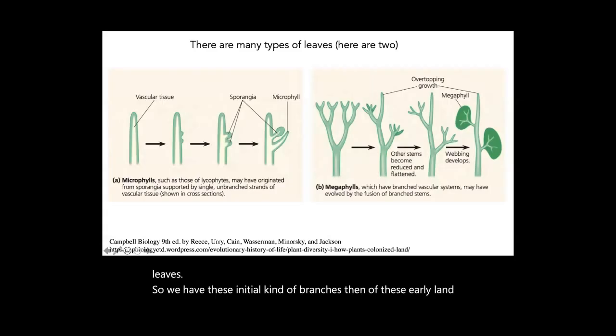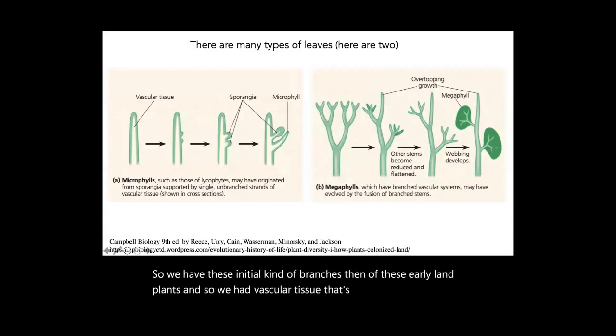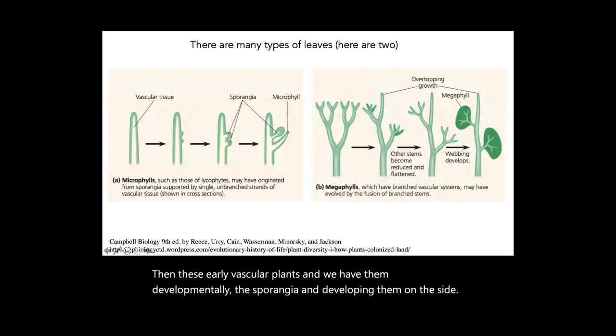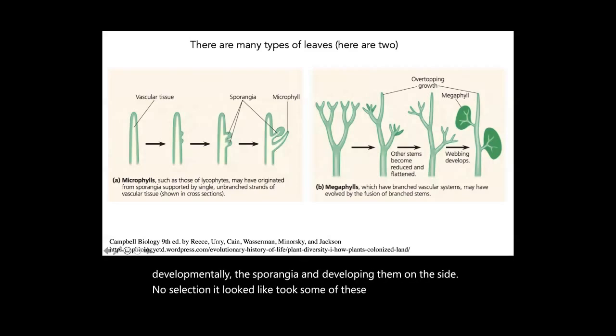And so we have the vascular tissue on the inside in these early vascular plants. And developmentally, we have these sporangia developing on the side. Now, selection, it looked like, took some of these initial sporangia, at least some of them, and elaborated them, elongated them so that they were no longer sporangia themselves, but instead these more flat, photosynthetic structures. And so the important part of a microphyll is that the vascular system actually grows into it.